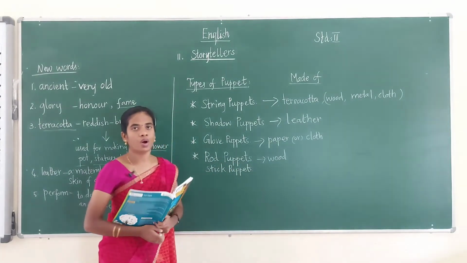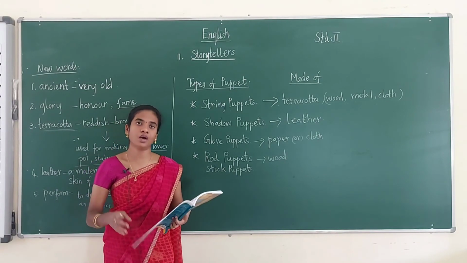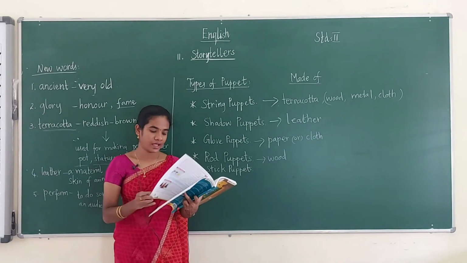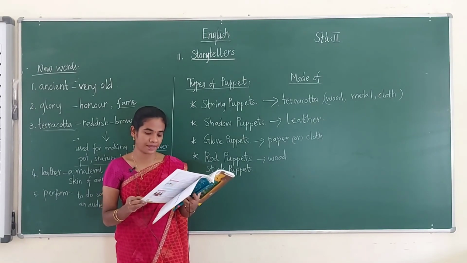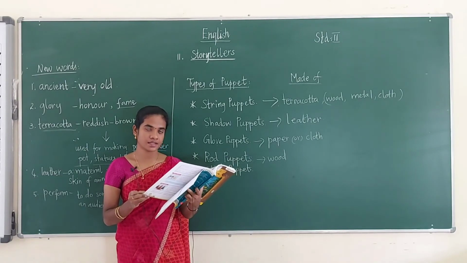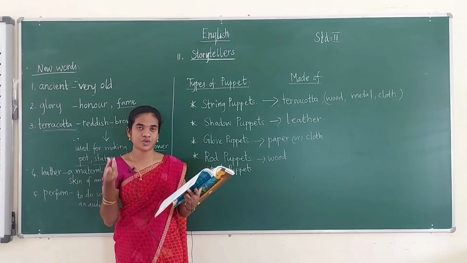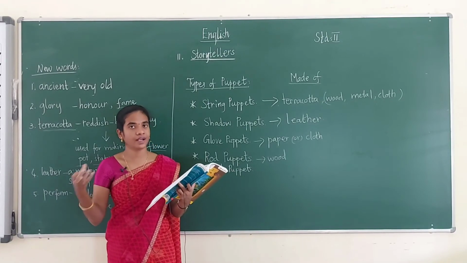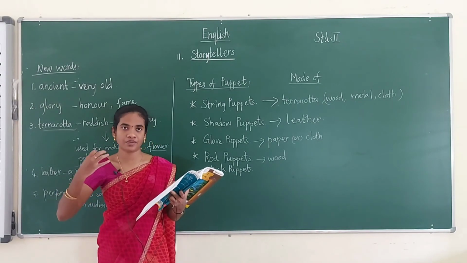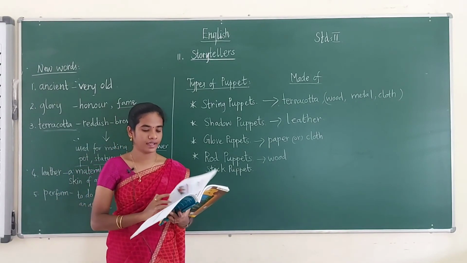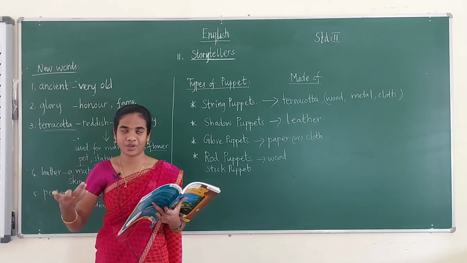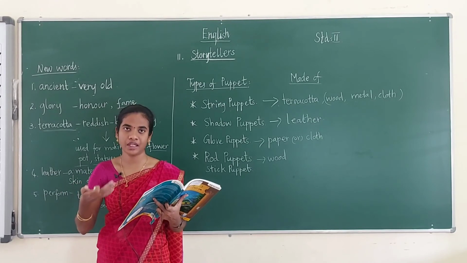Now we shall see the movement. First, the string puppets. The string puppets have strings and threads. String means kayiru, and thread means nool. With the help of these they can move. Then the shadow puppets, how do they move? They stand against the light and they form the shadow.